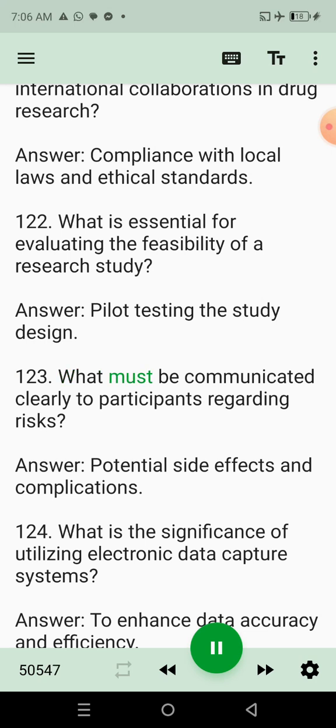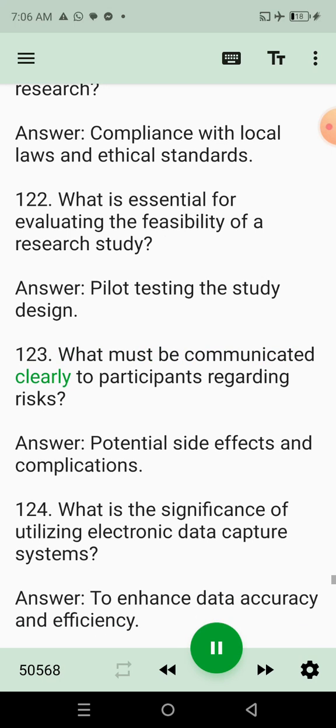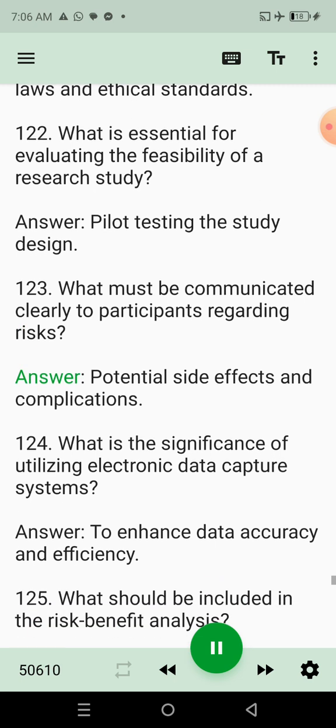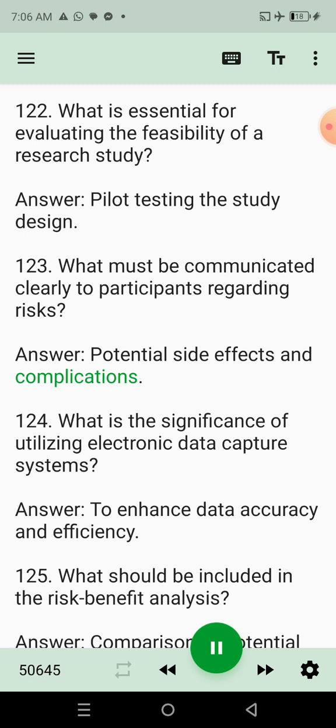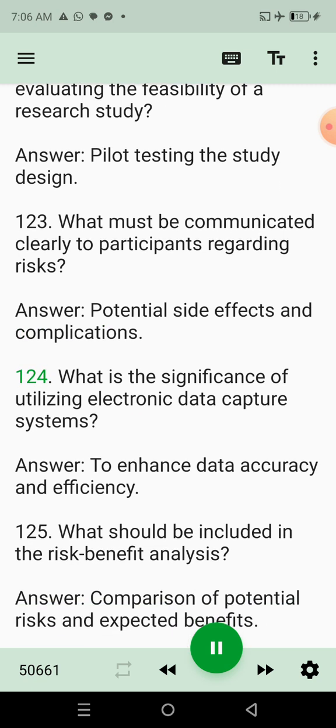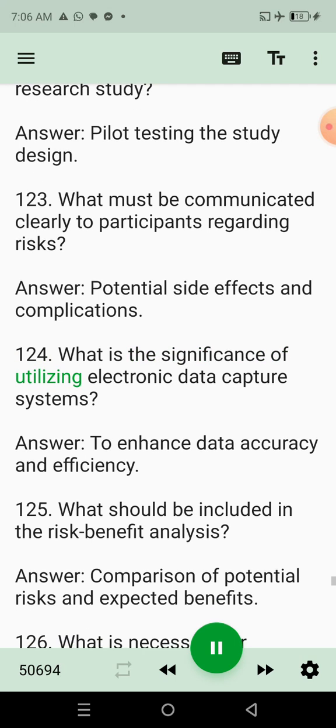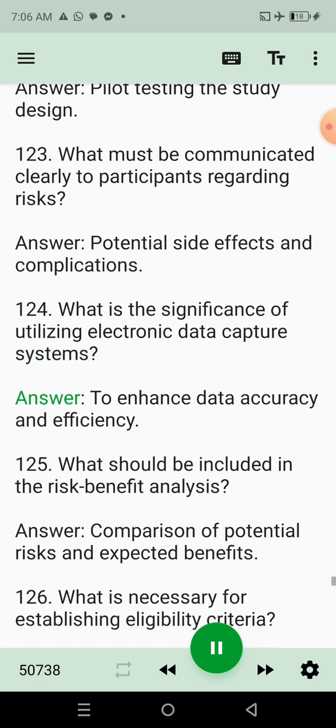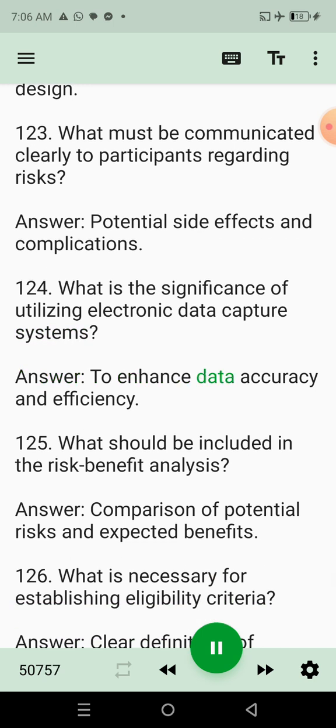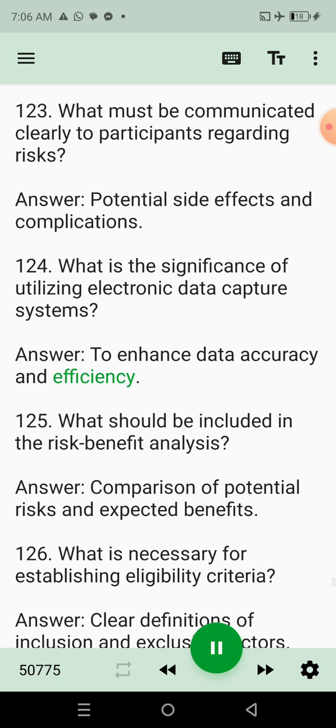123. What must be communicated clearly to participants regarding risks? Answer. Potential side effects and complications. 124. What is the significance of utilizing electronic data capture systems? Answer. To enhance data accuracy and efficiency.